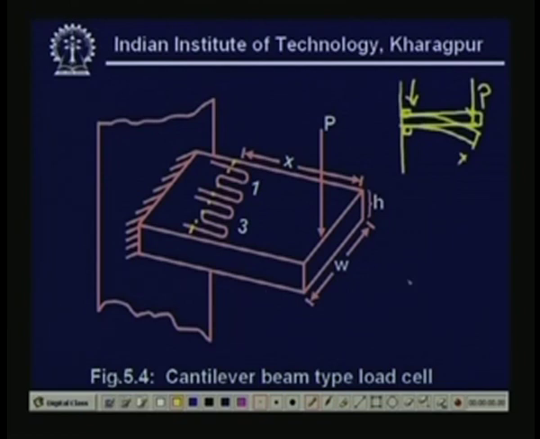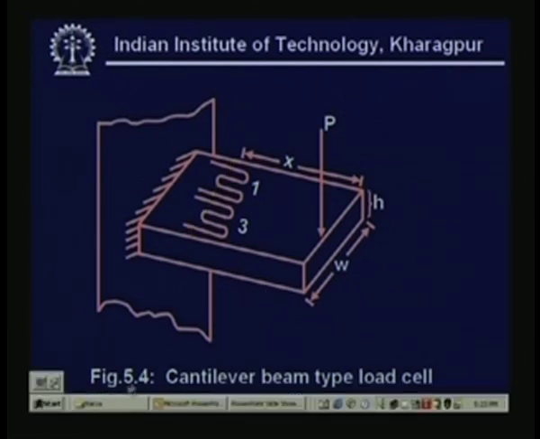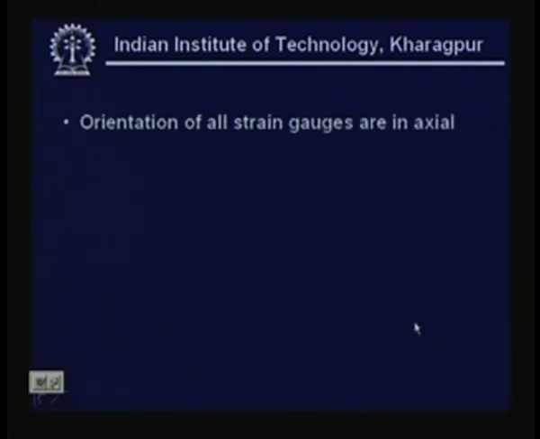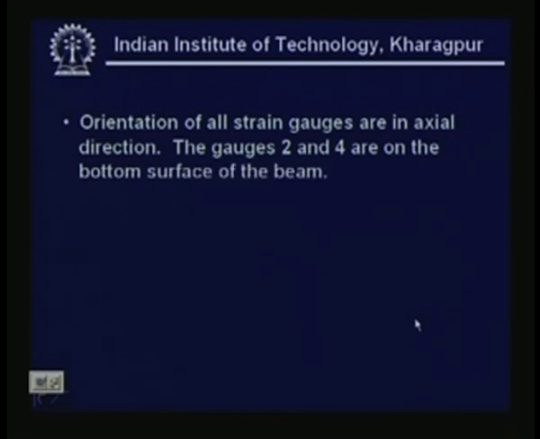So, this is called the cantilever beam type load cell. Let us do the analysis. The orientation of all strain gauges is in the axial direction, this is more important. In the case of column type or link type load cell, we have seen that gauges 1 and 3 are in axial directions, whereas gauges 2 and 4 are in the transverse direction, whereas here all are in axial direction.